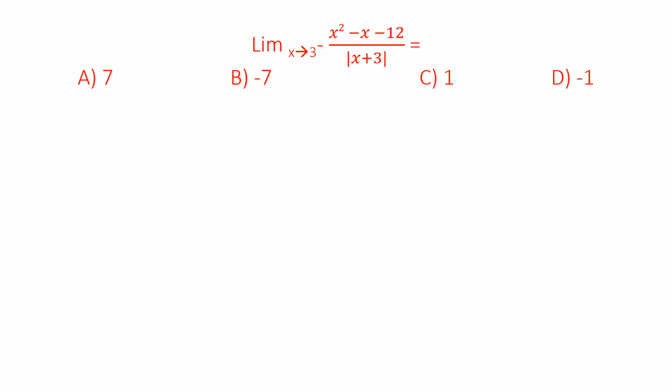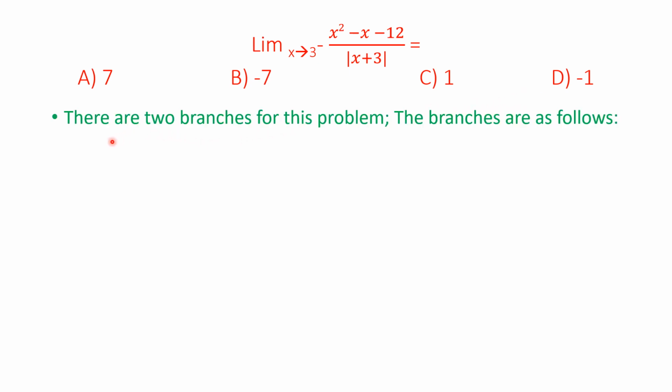Next, our function is as follows. We have to find the limit as x approaches 3 from the left of this rational function. In the bottom, we have the absolute value of x plus 3. And that tells us that this function has two branches. And we have to pick the limit as x approaches 3 from the left from these 4 options. To do so, let's just make some statements.